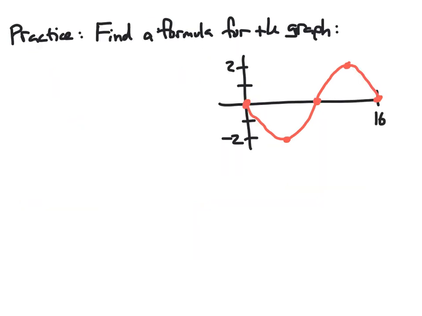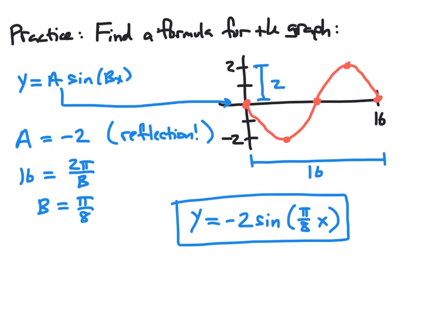If you'd like to practice with a similar problem, try to find the formula for the graph shown here. The formula and all of the attributes will be shown in just a few seconds. So note that this is a sine curve because the period of the graph begins at the origin and not at its max or min value.